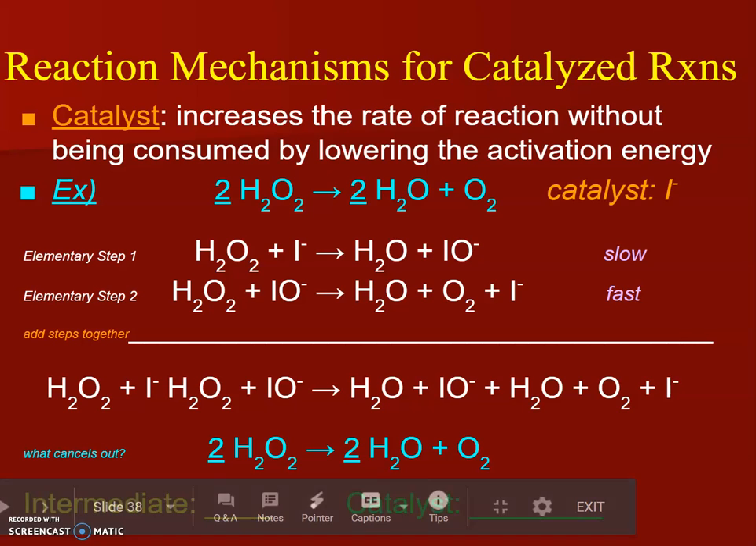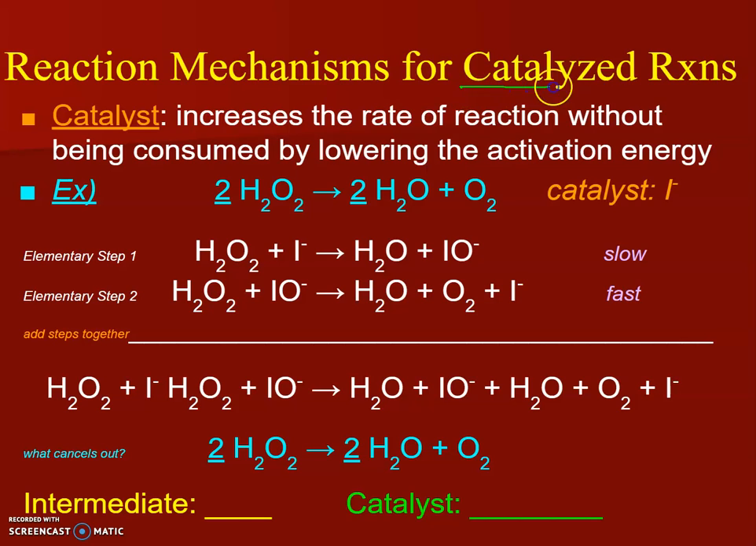All right, this video is going to wrap up our kinetics chapter by talking about the reaction mechanisms for catalyzed reactions and how they are going to differ from an intermediate. A catalyst will increase the rate of the reaction without being consumed, and what it does is it lowers the activation energy. So it's going to lower it and allow for more reactions to be successful.